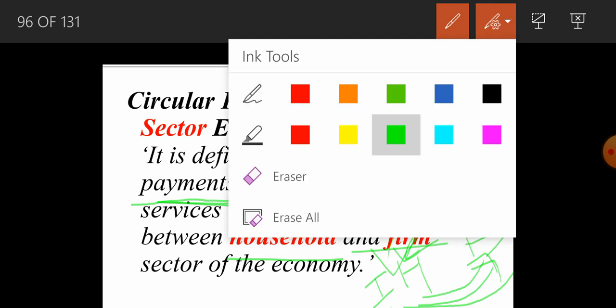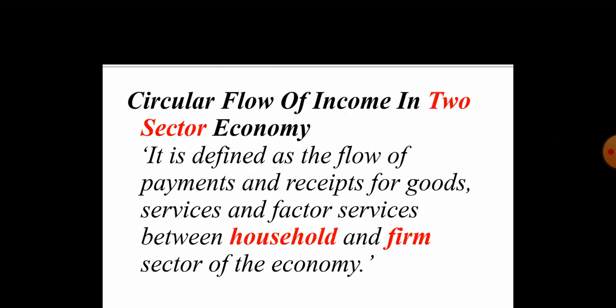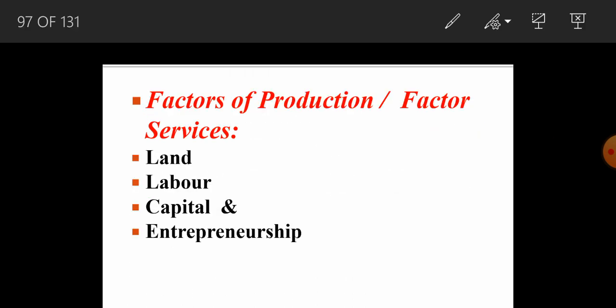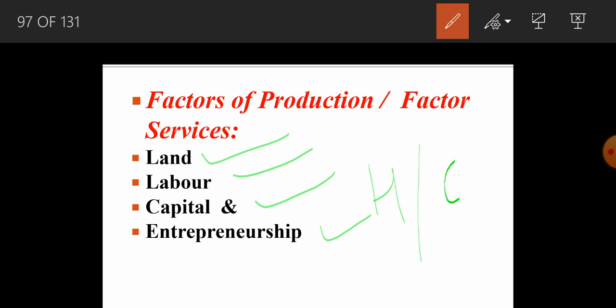Now let's proceed further so as to understand this topic a little more. Let's see the factors of production or factor services which are being provided by the households, right? They provide land, labor, capital or entrepreneur skills, or I can say they are the owners of the inputs.